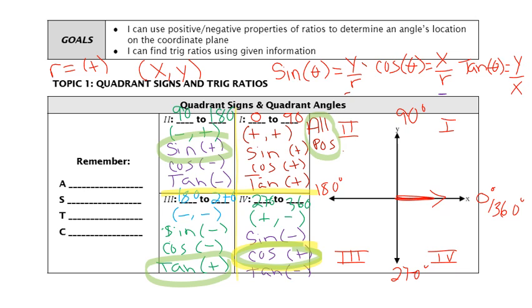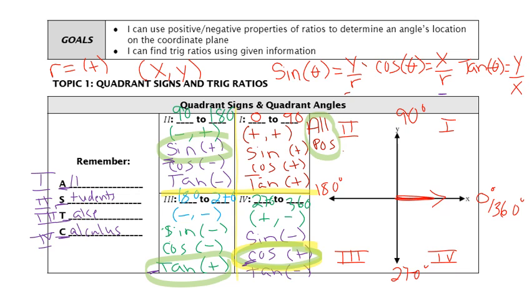So what we like to think about, there's a couple acronyms you can use to remember. In quadrant 1, quadrant 2, quadrant 3, and quadrant 4, one acronym that you can use is all students take calculus. So what that means is A is all of them are positive, S is only sine is positive, T is only tangent is positive, and in quadrant 4 only cosine is positive.